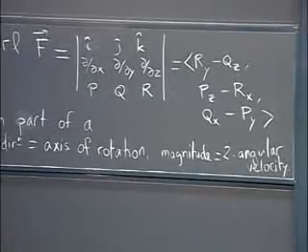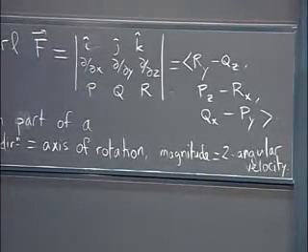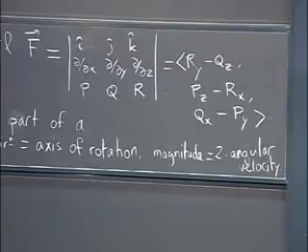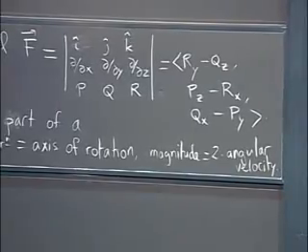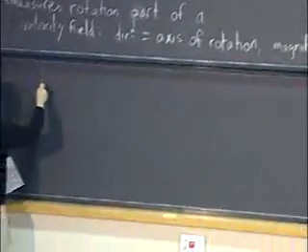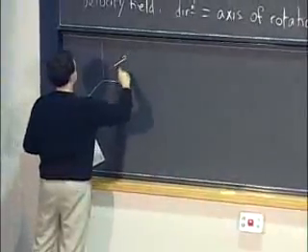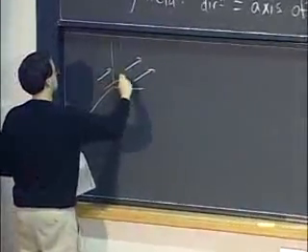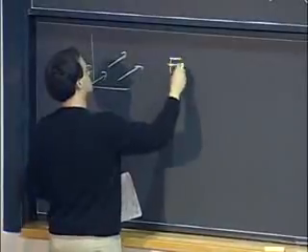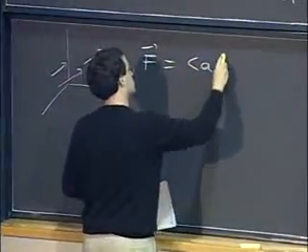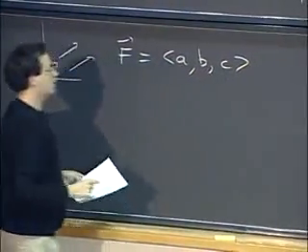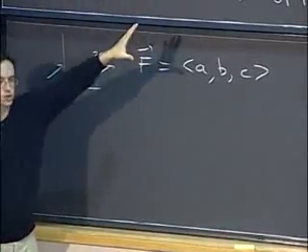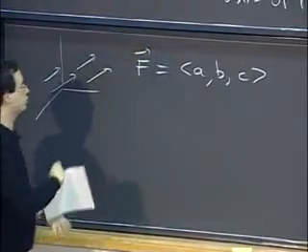Just to give you a few quick examples, if I take a constant vector field, so everything translates at the same speed, then obviously when you take the partial derivatives, you'll just get a bunch of zeros, so the curl will be 0.